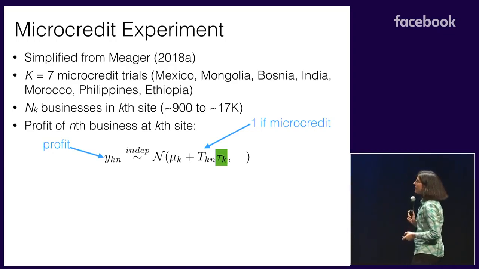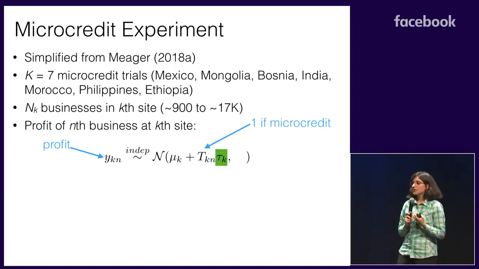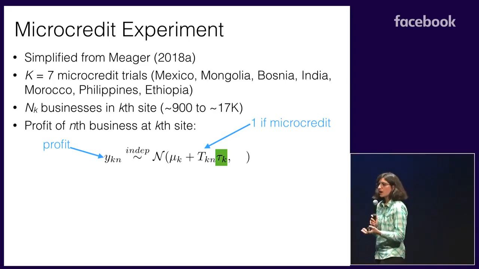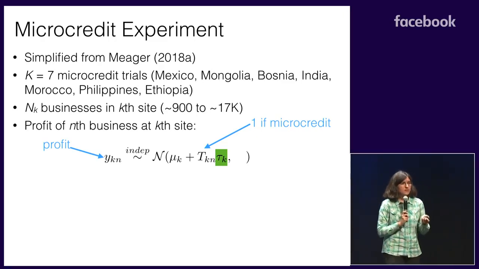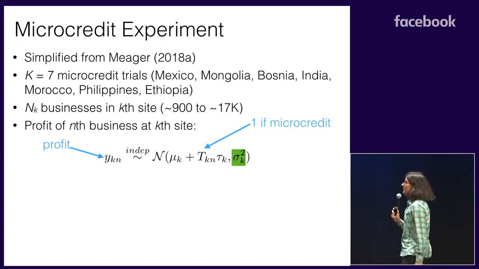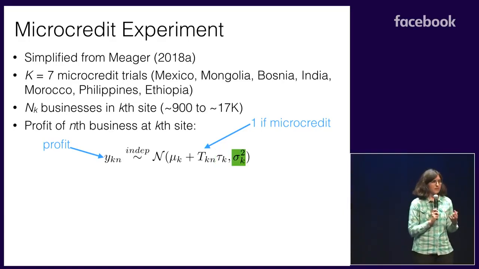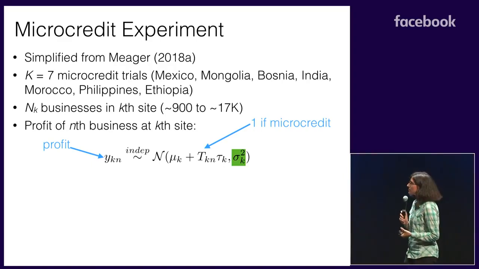And in particular, we get this microcredit effect tau. How much is microcredit increasing business profit at this site? This is really the parameter of interest for each site. This is what we want to know. Is tau positive? How positive? Is it 0? Is it negative? What is it? Okay, so we also have some noise here that we don't know for any particular site, and we want to learn that as well. So at this point, we have a bunch of unknowns. We have the mu's, we have the taus, we have the sigma squareds.